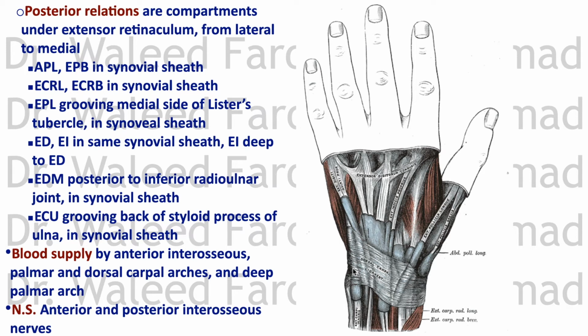The blood supply is by the anterior interosseous artery, the palmar and dorsal carpal arches by the radial and ulnar arteries, and the deep palmar arch by the radial artery. The nerve supply of the joint is the anterior and posterior interosseous nerves.